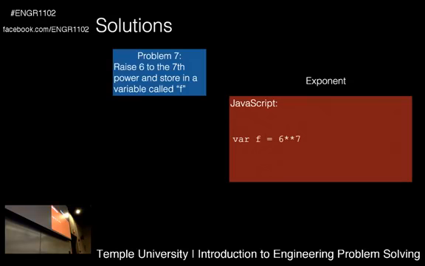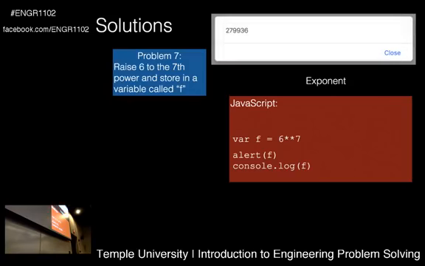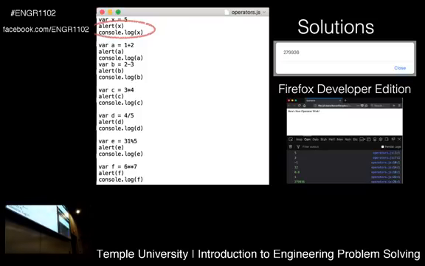Double multiplication stars. I'm pretty sure that the caret will throw an error because it means something else in JavaScript. So double stars is the way to go there. 6 to the 7th, if you didn't do that in your head before I printed it, was 279,936. That'll be on the exam.